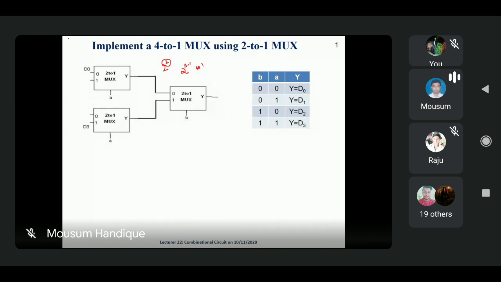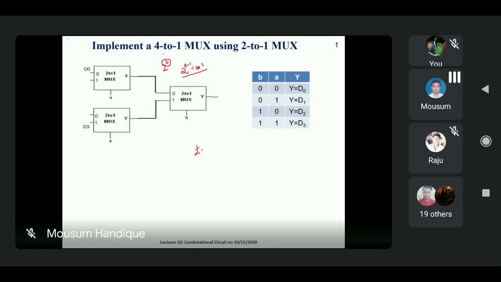Okay, if it is 3 variables, then it is 2 cubed, which is 8. Here, if we are using a 4 to 1 mux, the 2 to the power n to 1 is the mux. Okay, 2 to 1 mux. 2 to the power n to 1 mux.